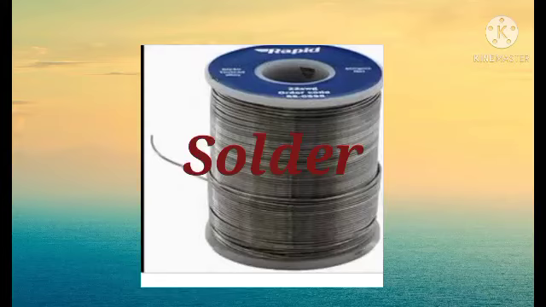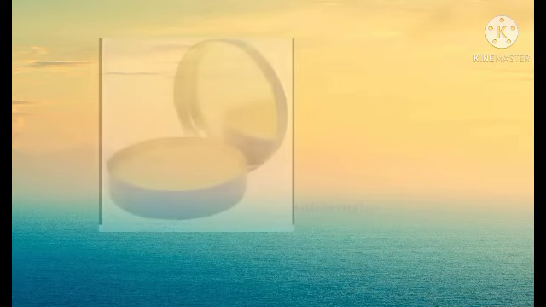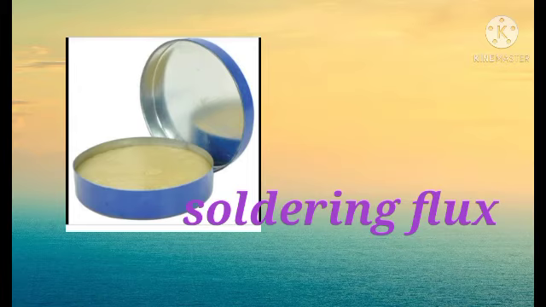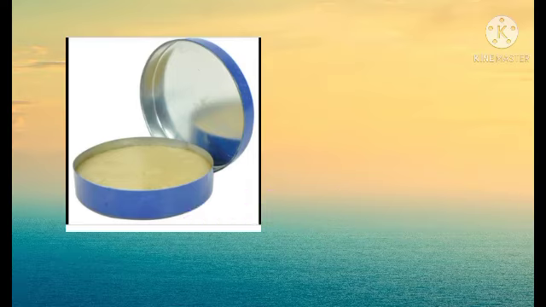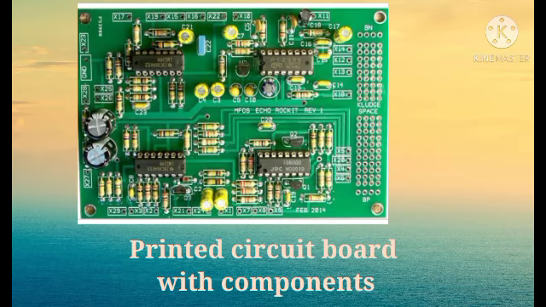While soldering, we require a material that is known as solder. It is a soft kind of metal which we can use for the soldering purpose. While soldering, we can also use a soldering flux. It is also useful for soldering a component neatly. Figure shows a printed circuit board, that is PCB, with the components mounted on it. As per the diagram, we can construct this PCB and mount the components.